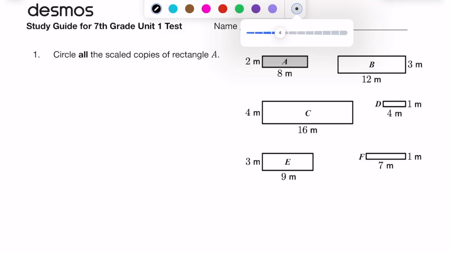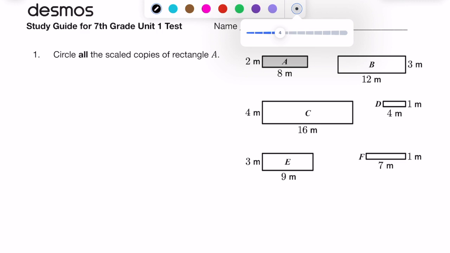Welcome everyone to the study guide review video for the 7th grade Unit 1 test on scale copies and scale drawings. In this video, I'm going to go through every question on the study guide, which is super similar to every question that's going to be on the test. If you can do all the questions on the study guide, then I'm sure you're going to get every question right on the test.